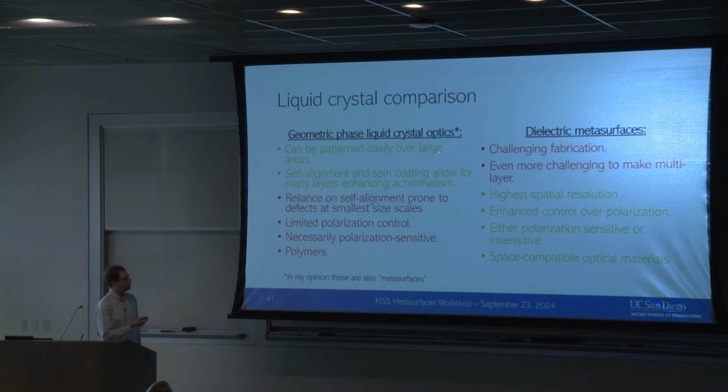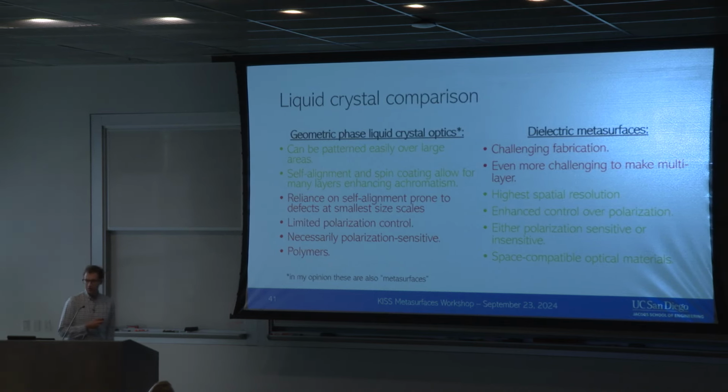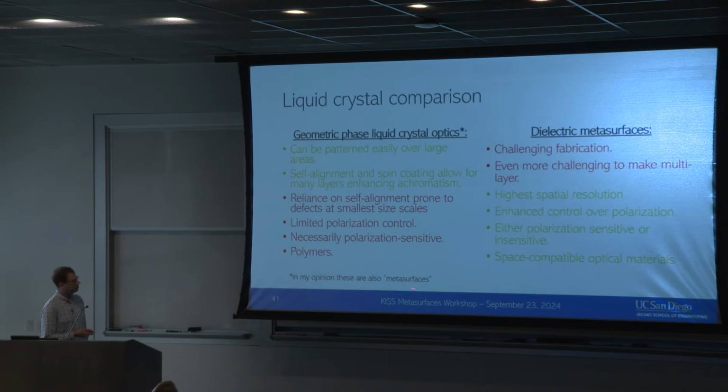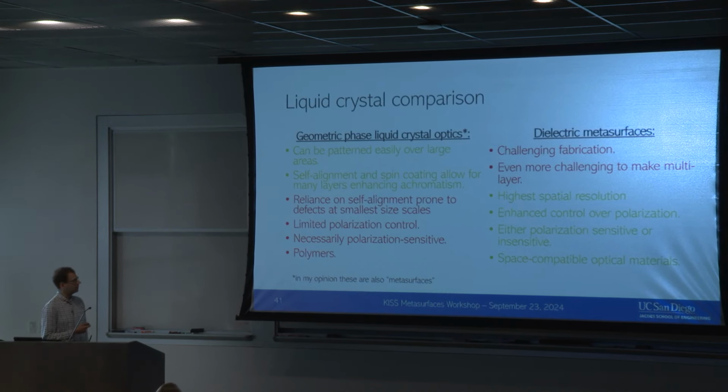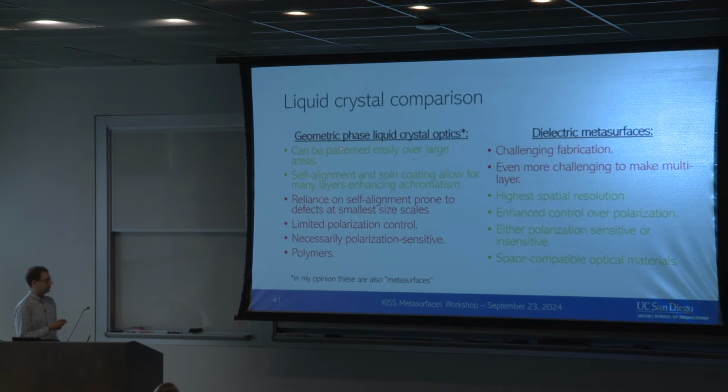These are a hard thing to compete with. They're very, very good. And by the way, I would consider these metasurfaces by the modern definition if we're arguing about semantics. But their upside is that they can be very easily patterned over large areas because they can be written with direct write laser lithography. And then on a photo alignment layer, you can spin liquid crystals directly on top of them and they self-align. Beautiful. And you can do this easily in multiple layers to achromatize it just by spin coating. It's very hard to beat.